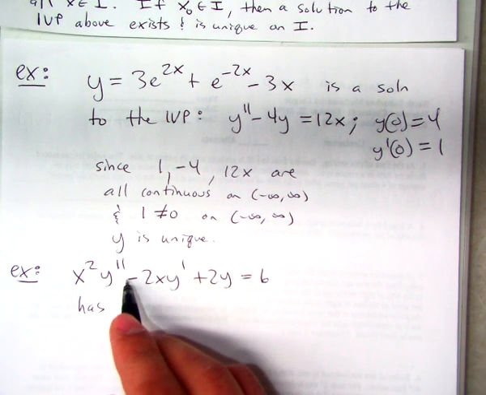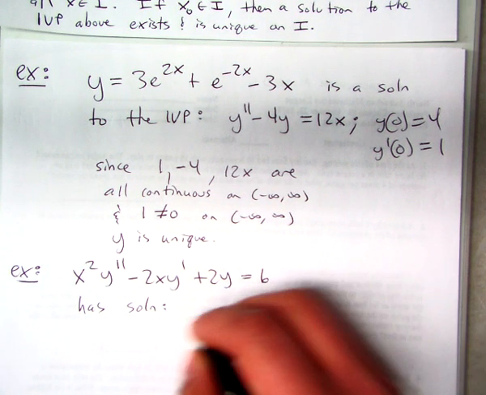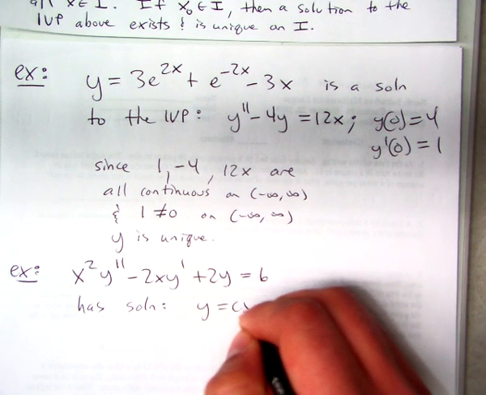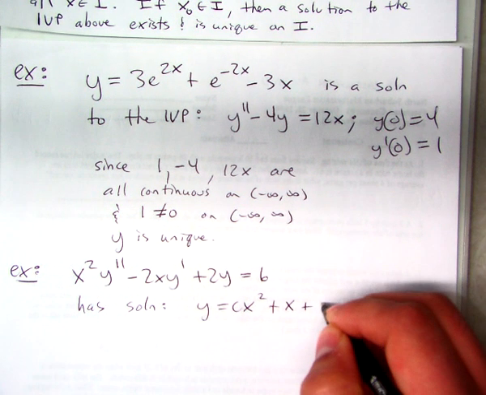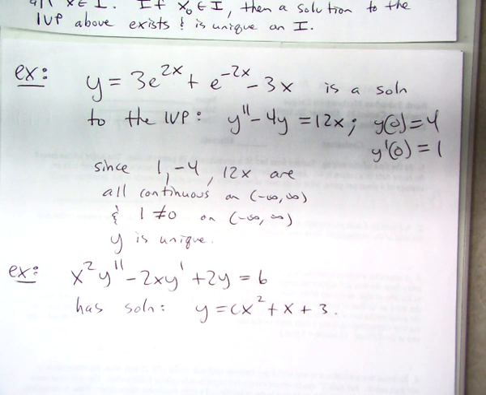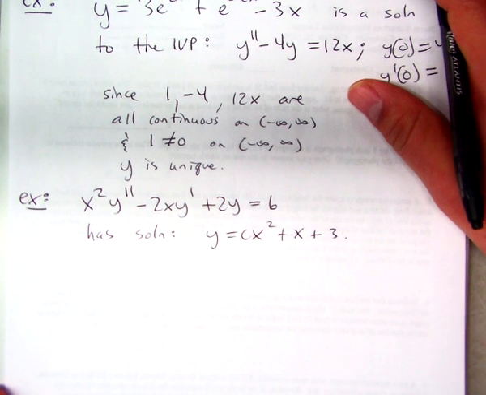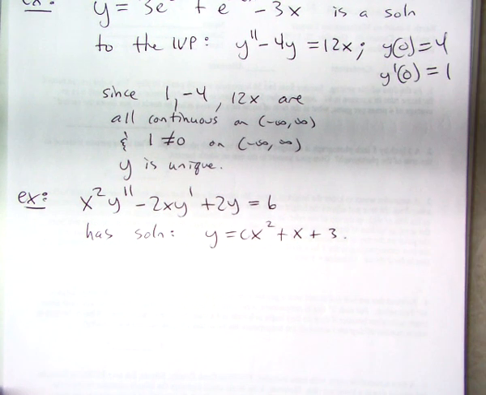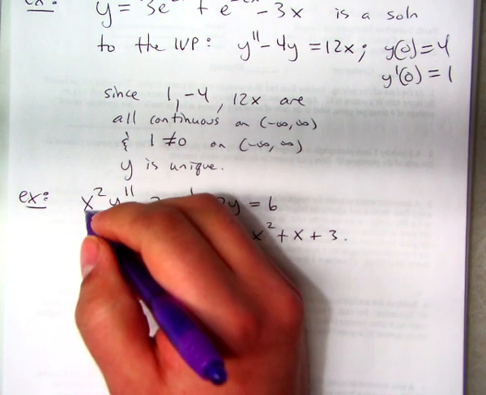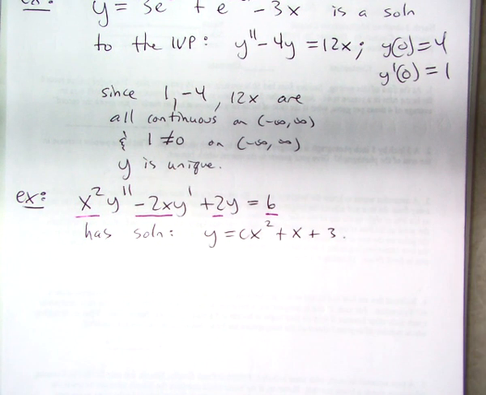Okay, so let's say this differential equation, x squared y double prime minus 2xy prime plus 2y equals 6, has solution, what is it? y equals cx squared plus x plus 3. What can we say here? I mean, we didn't get any initial conditions, so let's just be as general as we can. What are the coefficients that we're looking at? Okay, so x squared, negative 2x, 2, 6.